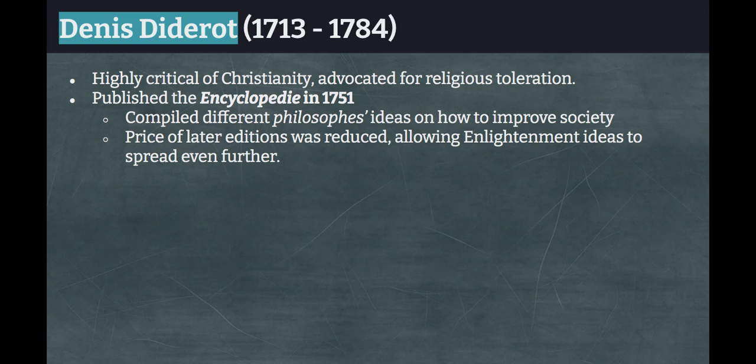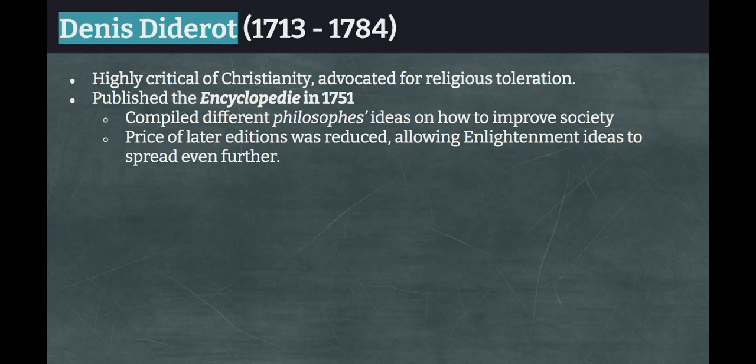Following from that, another French philosopher, we've got Denis Diderot. And Diderot is not really so much famous in and of himself, but he's famous for publishing this book called the Encyclopedia. I think that's how you pronounce it. And that's where he basically compiled a bunch of other different philosophers' ideas on how to improve society. He put them all together. And what he did is he published this book pretty cheaply. So that allowed these Enlightenment ideas to start to spread around Europe.